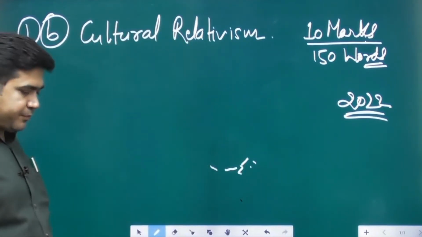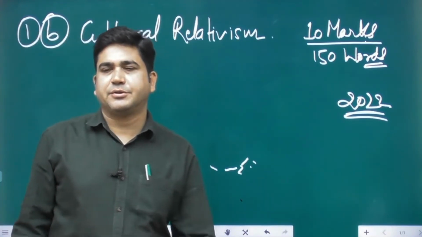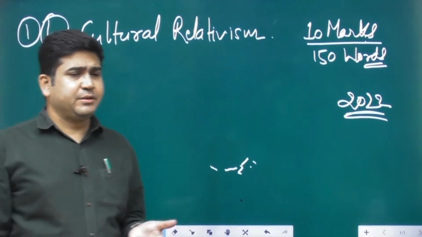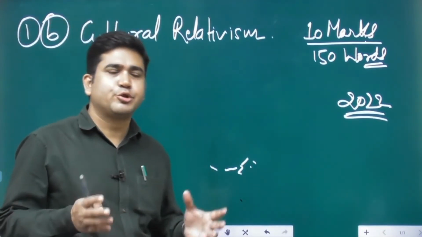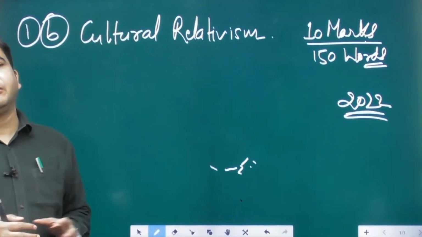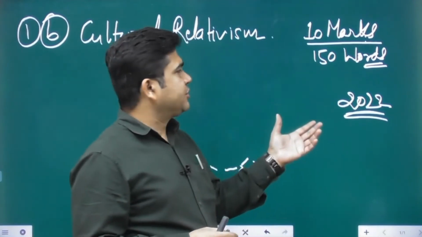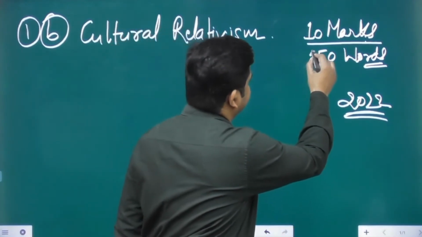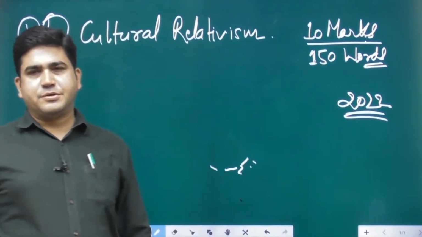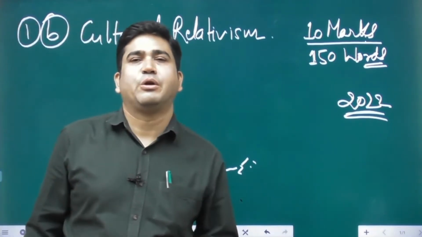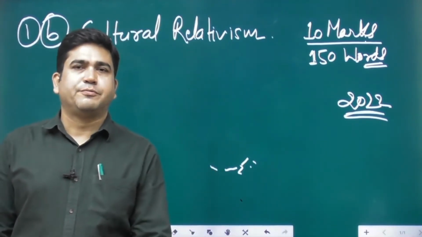cultural relativism. As in the previous video we discussed, UPSC many a time just gives you the word and you are supposed to write your understanding of the word. As the scope is not to write too much, 150 words is the limitation. So here how you present your understanding of the topic becomes very important in order to fetch good marks.